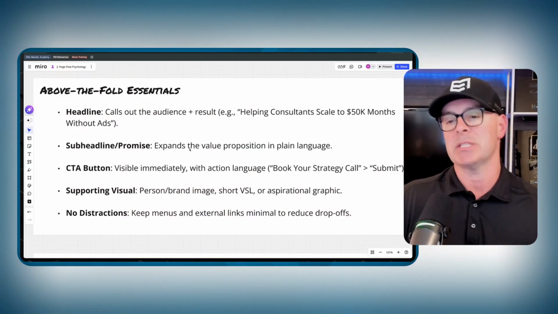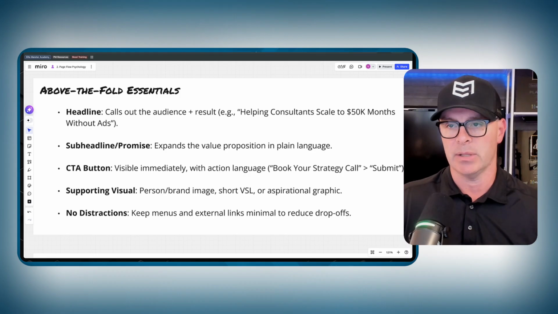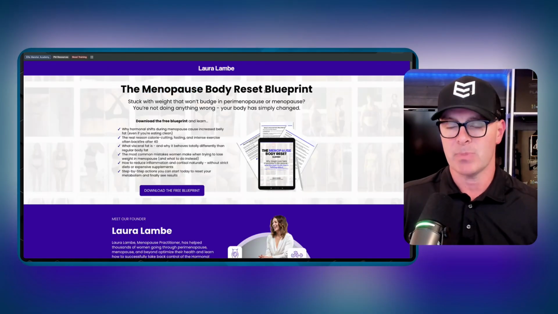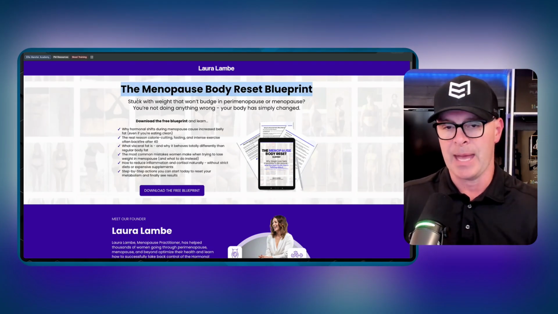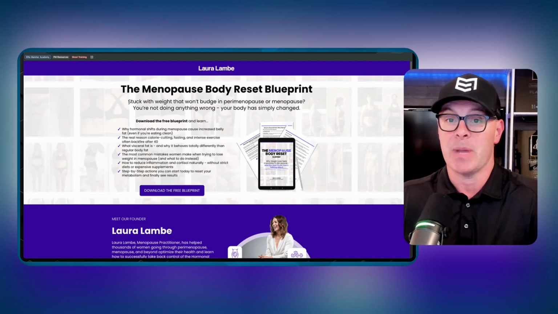The subheadline though, this is where the promise happens. So this is where we're going to expand the value in the language. So here, the menopause body reset blueprint, that's the name of the unique mechanism. It's the name of the audience. So we're kind of identifying that. And then we're going to dive into this subheadline, this promise, and expand on the value.